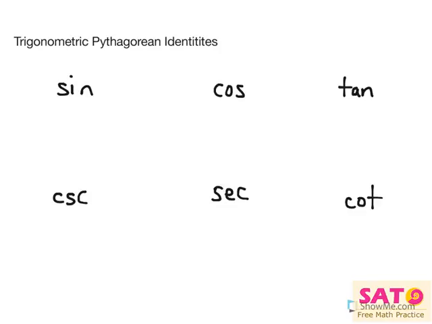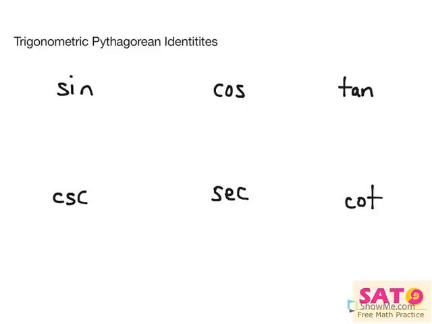Hey there! Let's talk about trigonometric Pythagorean identities. And these are going to contain these 6 main functions. And that is sine, cosine, tangent, and the inverses, which are cosecant, secant, and cotangent.